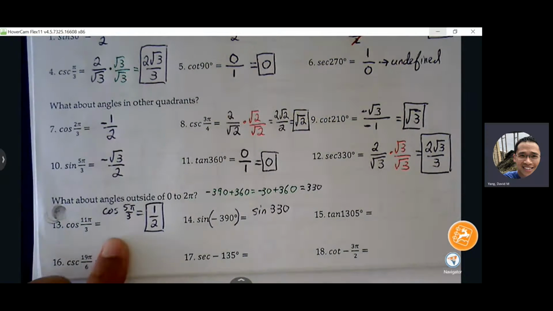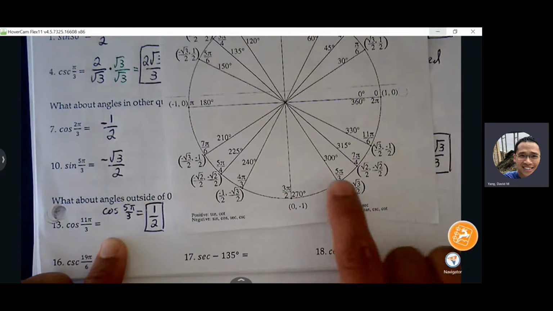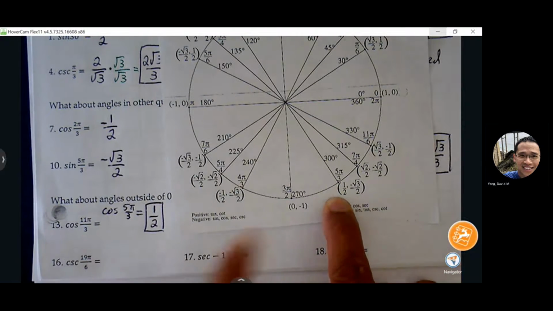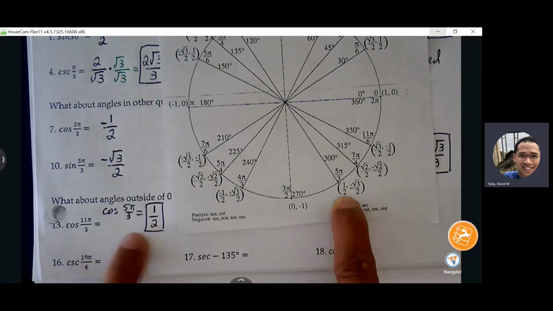Good. So cosine of 5 pi over 3. 5 pi over 3 is in the 4th quadrant. Cosine is the x value.